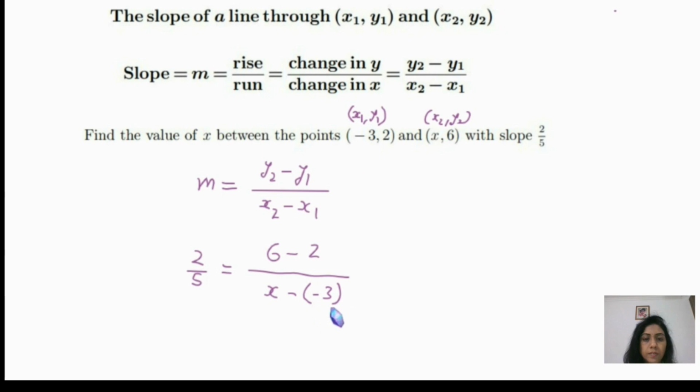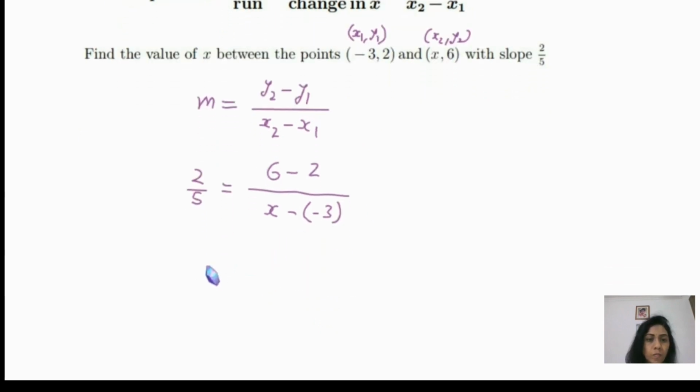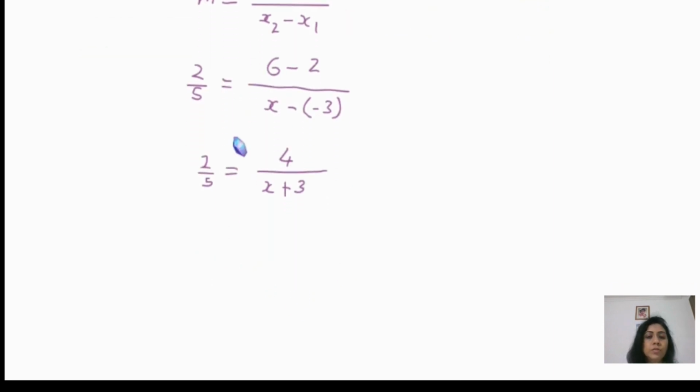So write it in parentheses. A negative number should always be written in parentheses. Okay. 2 upon 5. 6 minus 2, 4. And this is x plus 3. Minus minus plus. Okay. Here you can use two methods.